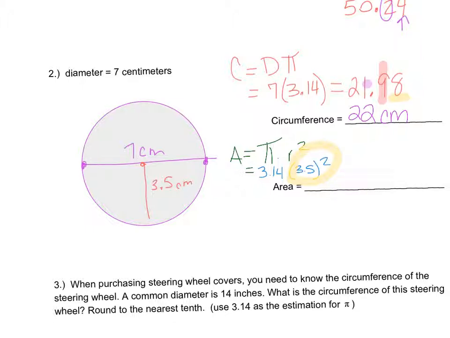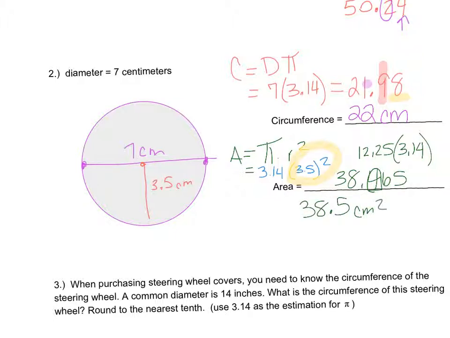3.5 squared is 12.25, and that multiplied by 3.14 is 38.465. We're looking at the 4 to round because that's the tenths place. So then that would be 38.5, and I must remember that the units are squared.